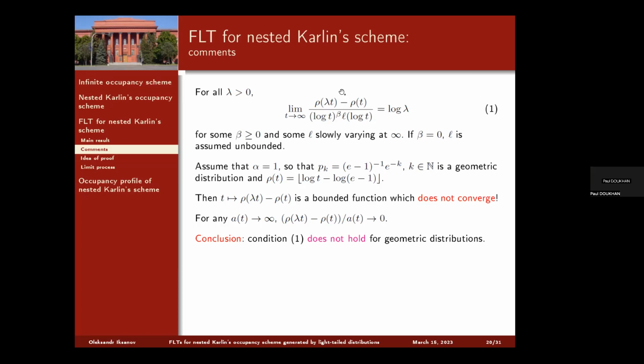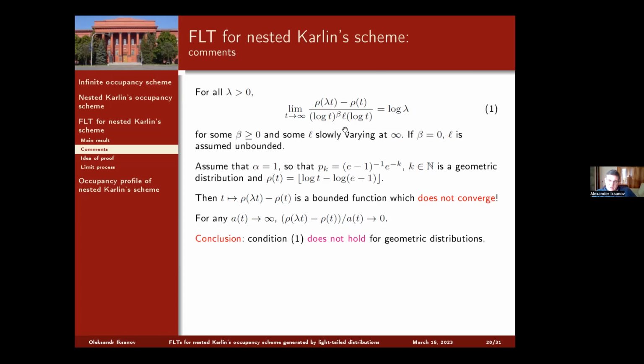Okay, and with this choice of rho, the numerator in formula 1 is a bounded function which doesn't converge because of the presence of the integer part. Furthermore, when divided by anything divergent to infinity, this ratio goes to 0, and we conclude that relation 1 doesn't hold for geometric distribution.